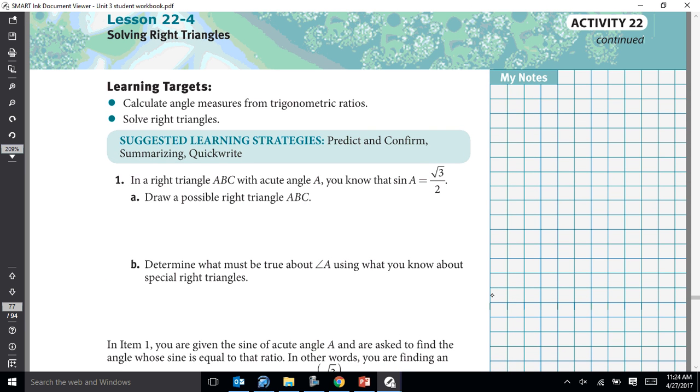All right, so 22-4, we're going to solve right triangles. So we're going to calculate angle measures using trigonometric ratios, and we're going to solve right triangles.